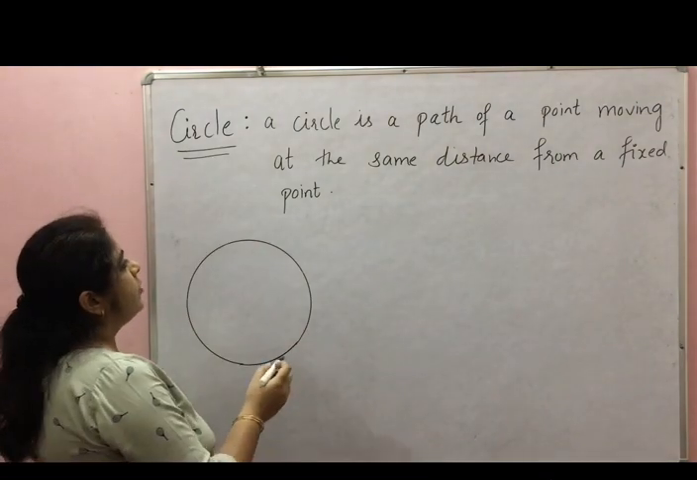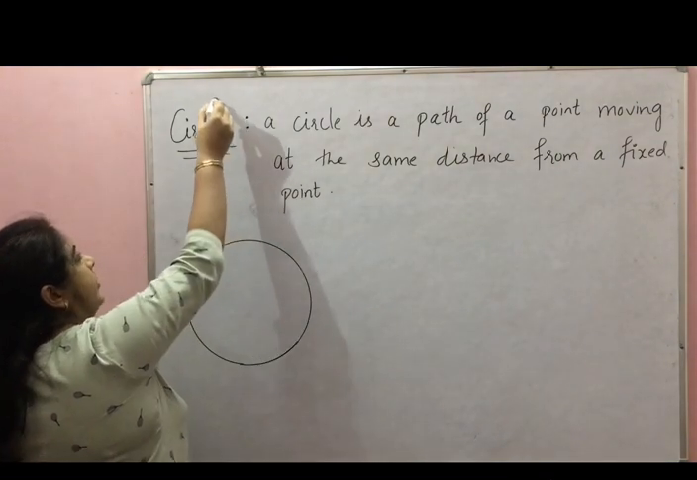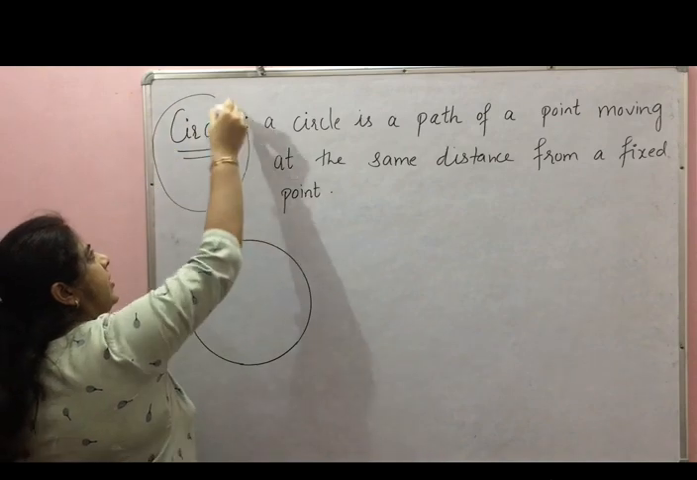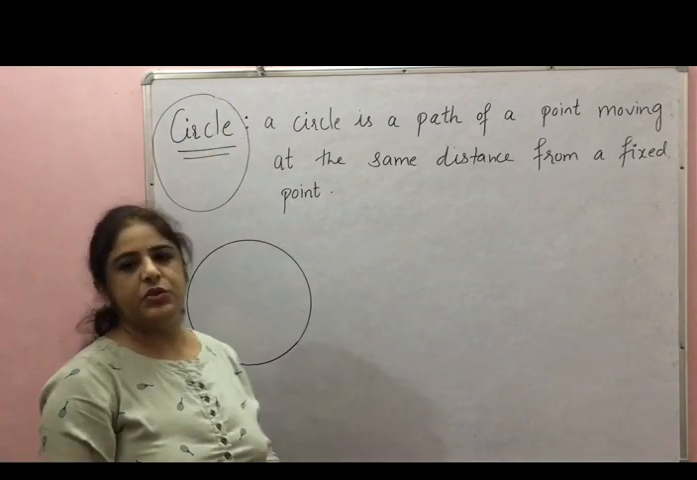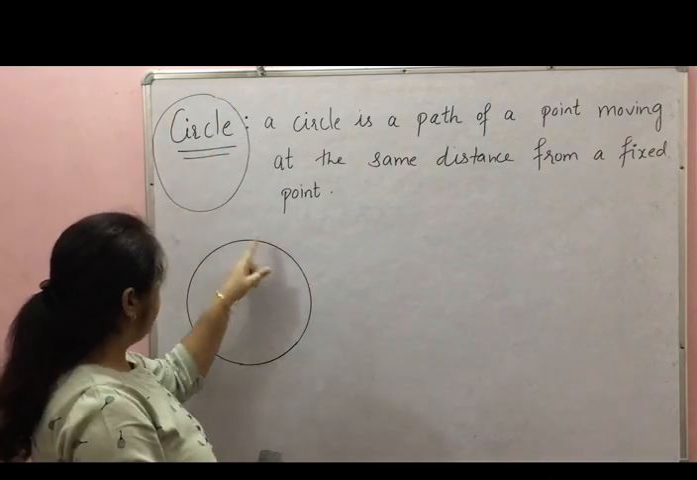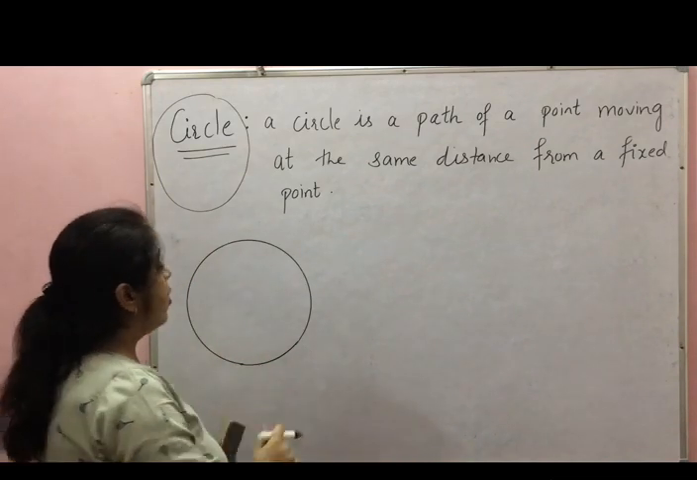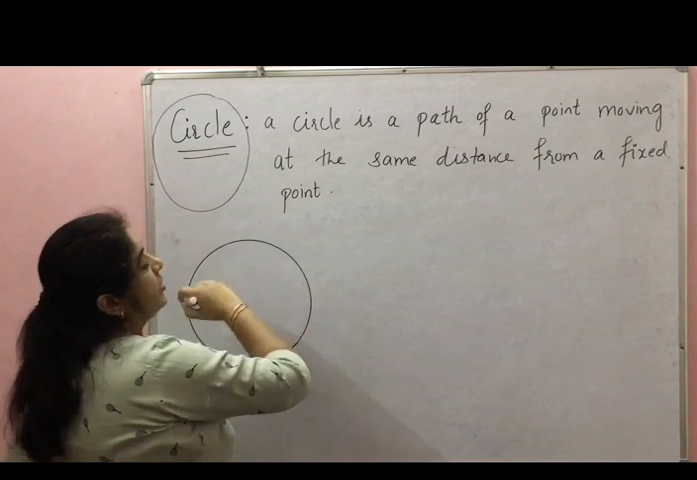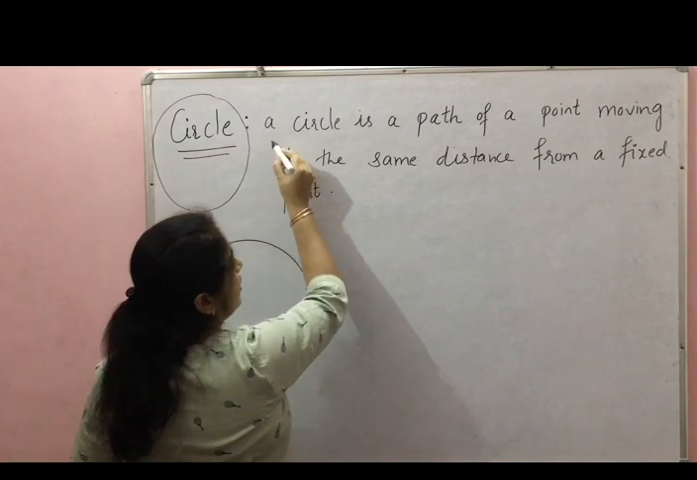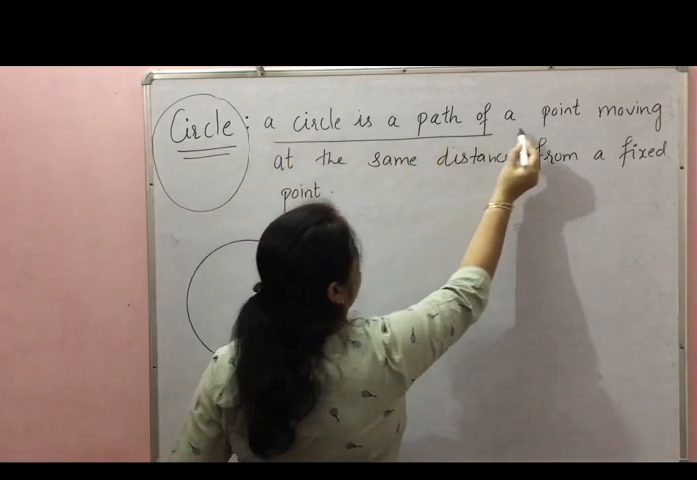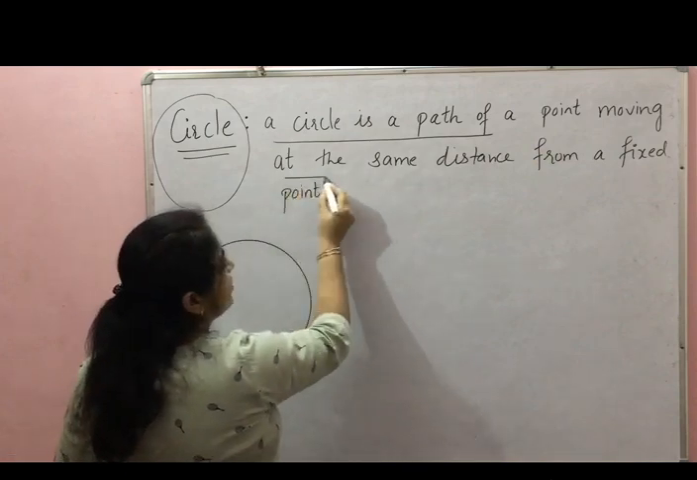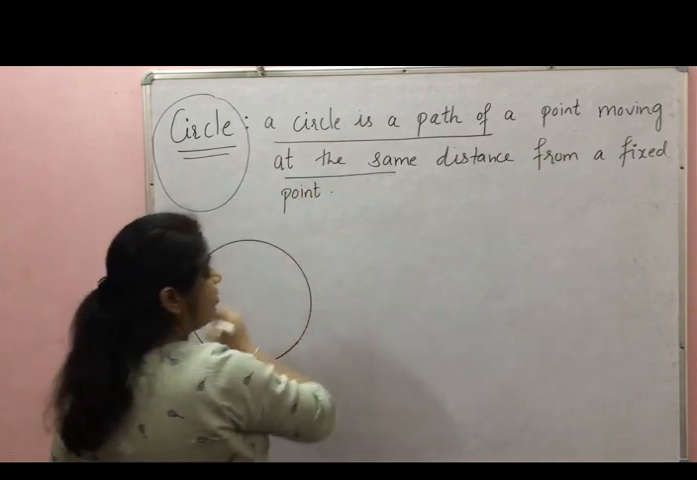Today we are going to start with the new topic, that is a circle. What is a circle? Students, you have seen already this shape is called a circle. It's a 2D shape. But how do we get it? See, what is a circle? A circle is a path of a point moving at the same distance from a fixed point.